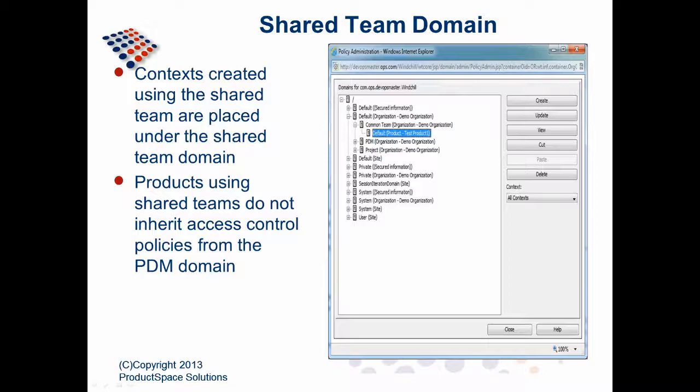So when you create a shared team, the system is actually creating a shared team domain in Policy Administrator for that shared team. And all the contexts that are created under that shared team would be children of that domain. This is something to note, particularly if you're looking at migrating existing contexts into a shared team framework: you have to move any access control policies that you have under the PTM domain or under the project domain to the shared team domain. Otherwise, those access policies would be missing.